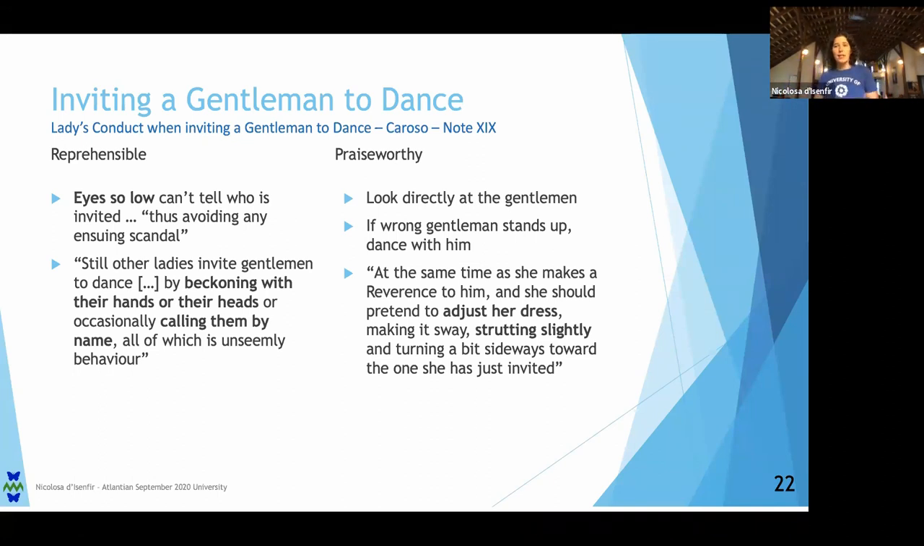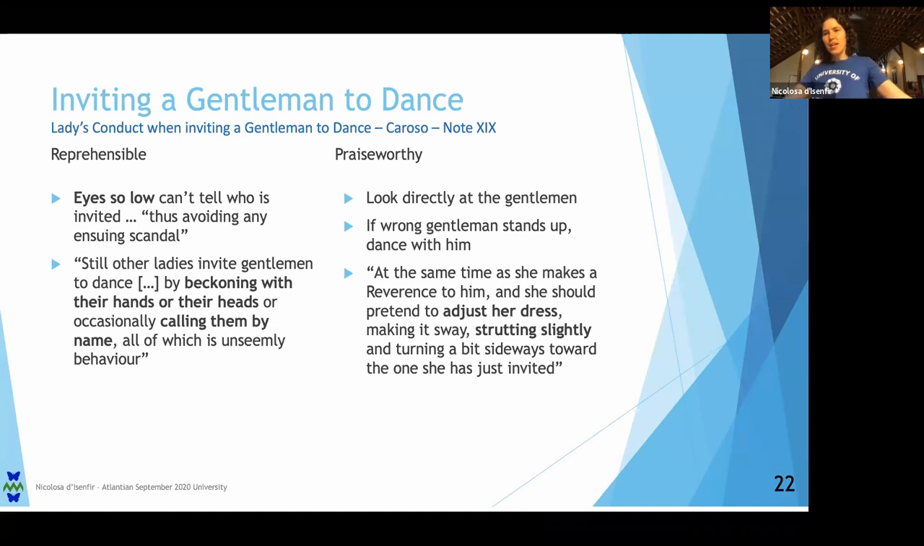However, while he is doing that, because remember, he has taken off his gloves, that should not take longer than an Ave Maria to take off. It does not do you any good to stand as a statue. They actually mentioned that, but it didn't make the slide, that you should not stand still like a statue. Instead, you should pretend to adjust your dress, maybe strutting a little slightly, maybe turning sideways to the gentleman.